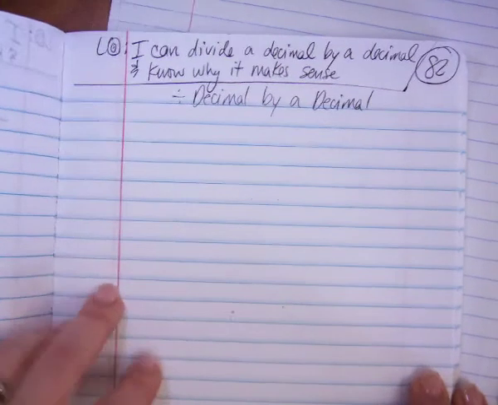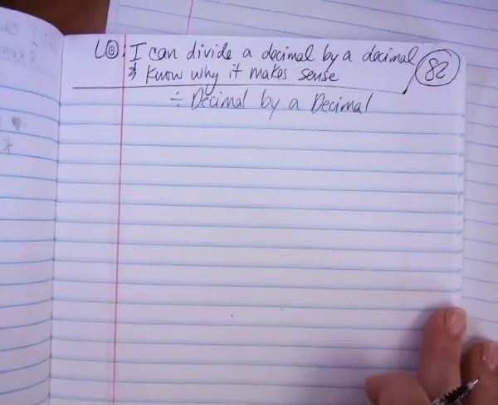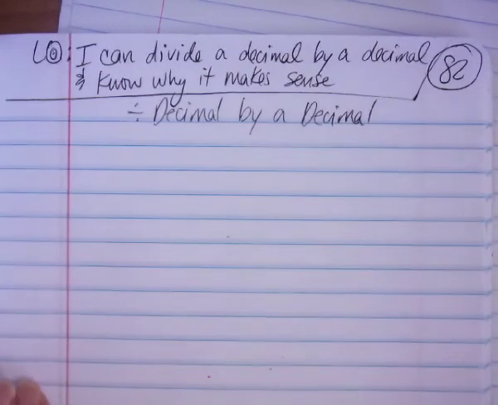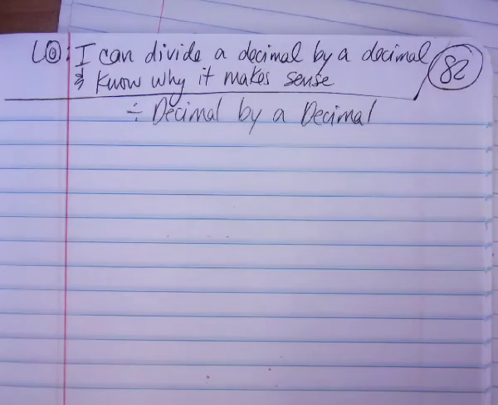Dividing a decimal by a decimal. And we're also going to know at the end of this lesson why it makes sense. Okay? Now, we've sort of talked about the fact that dividing decimals and multiplying decimals are kind of weird. Would you agree? Yes. Like what happens to the product and what happens to the quotient is strange. It's not what we're used to with whole numbers.